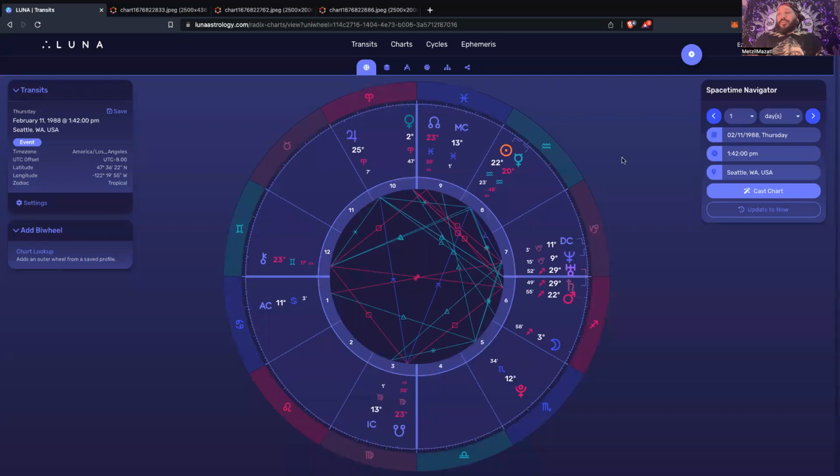Hello. So I am going to be delineating this chart for a friend anonymously. We're going to get into their astrology and human design, and then yeah, we'll see where it goes.